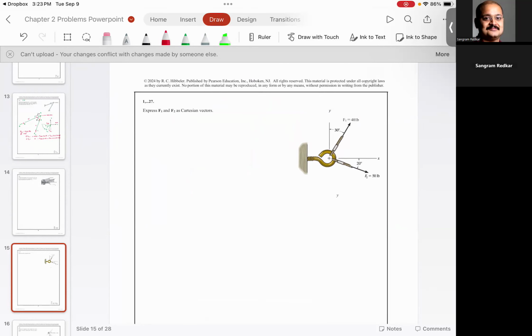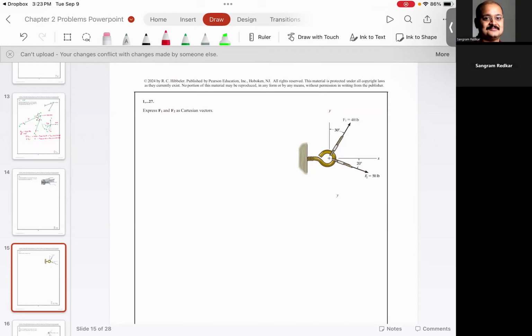Now what's happening in this problem? In this problem, you have an eye bolt. On the eye bolt, you have two ropes. One rope is going up, and there is 40 pounds force in that rope. The second rope has 50 pounds force. Now we have to express these forces as Cartesian vectors.